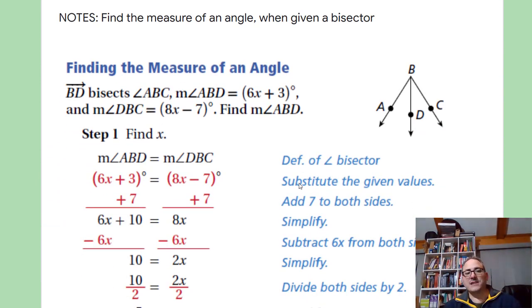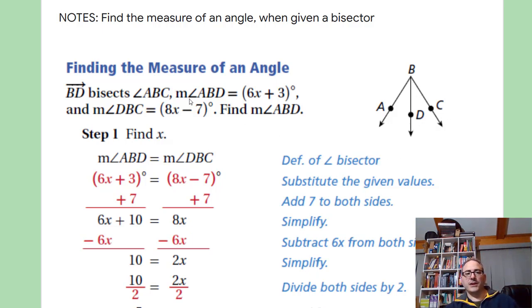Note, this is just finding the measure of an angle using the algebra stuff. We all love this algebra, right? Here's a pretty typical situation they might give you. Ray BD. This little arrow here means it's a ray. It starts here and goes infinitely in this direction. It bisects, cuts in half, angle ABC. So this big angle here is getting cut in half by ray BD.